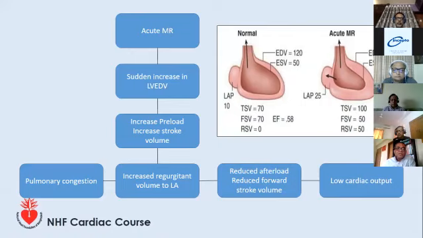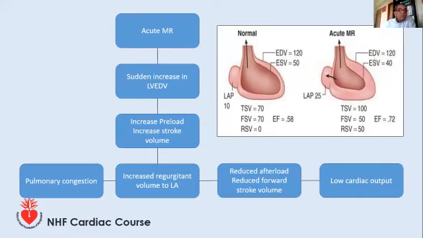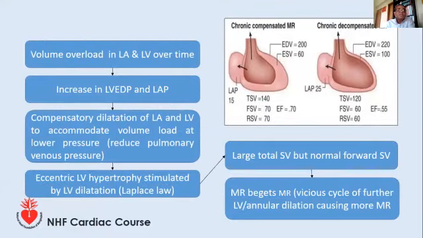As I told you, the left atrium is not prepared to receive such a large volume. So eventually pulmonary congestion occurs and the patient presents to us with a complaint of acute dyspnea. Because of the regurgitation of the blood volume from the left ventricle to the left atrium, forward stroke volume also reduces, and afterload reduces. Thus, low cardiac output syndrome may occur in the patient. So the patient may present with hypotension and cardiogenic shock. If the patient tolerates this phase, then it enters the compensated phase of chronic mitral regurgitation.